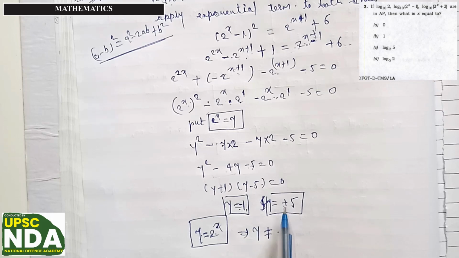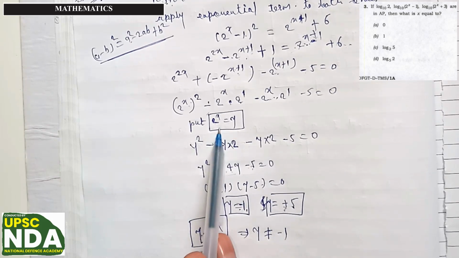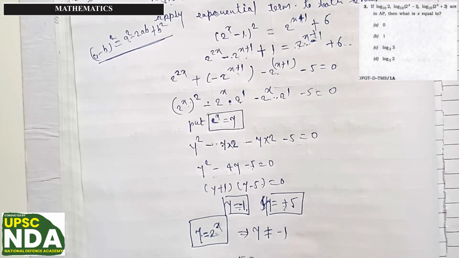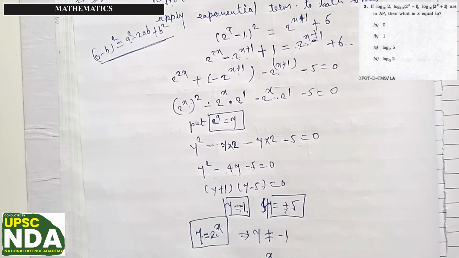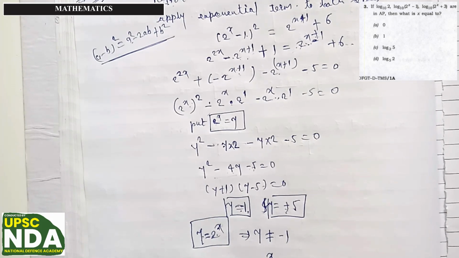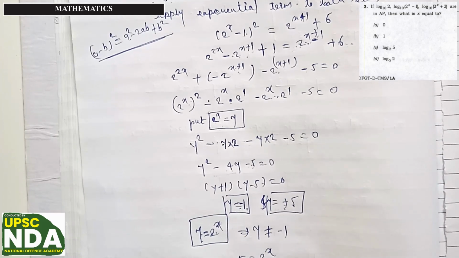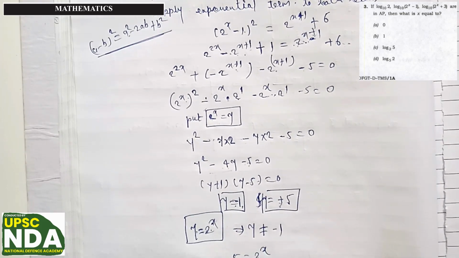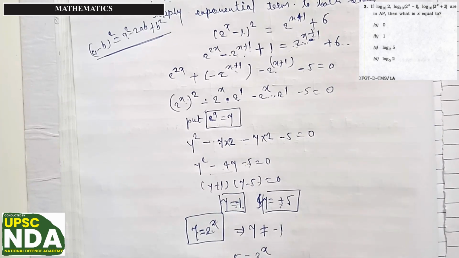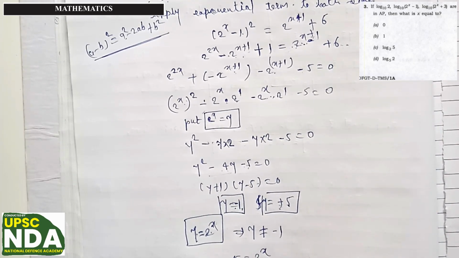Now put y equal to 5 in our substitution. So 5 is equal to 2 raised to x. Now we want the value for x. How can we find the value for x here? We can see x is a power of 2, that means 2 raised to x is equal to 5. Now we have to apply the definition of logarithm here. So a to the power x equals b, then we write x equals log to the base 2 of 5.